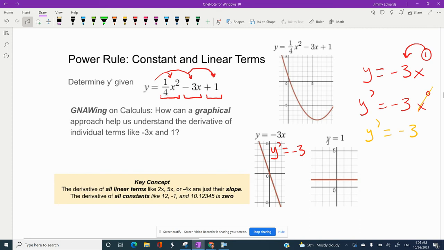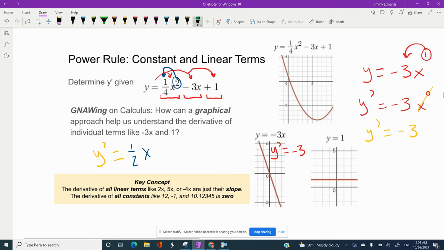So then, kind of naturally then, horizontal lines like y equals 1 have a slope of 0. The derivative of every constant is 0 because the line y equals 1 has a slope of 0. So therefore, for the derivative of this trinomial, we have 3 power rules. So this squared comes down, and 1/4 times 2 is going to be 1/2. And then x, because for x squared, 2 minus 1 is 1.